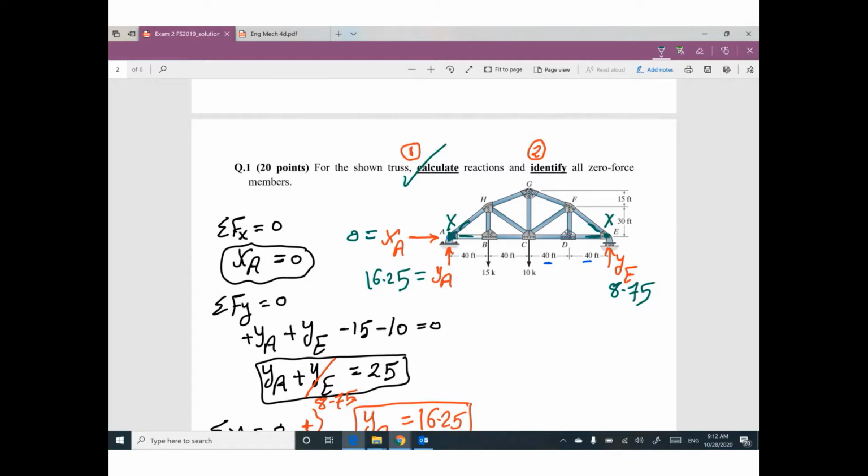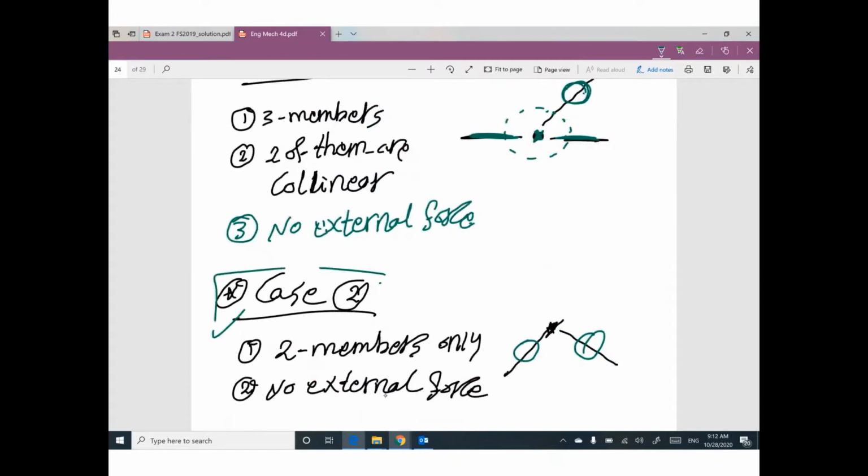Do you have any joint with 2 members only? This joint, no. This joint, no. This joint, this joint, this joint, this joint, no. All of these joints have more than 2 members. So I am done with case number 2.